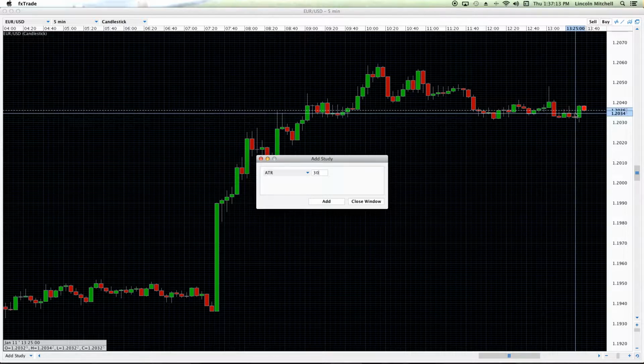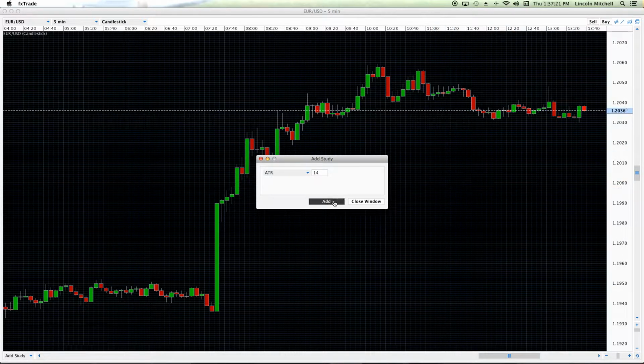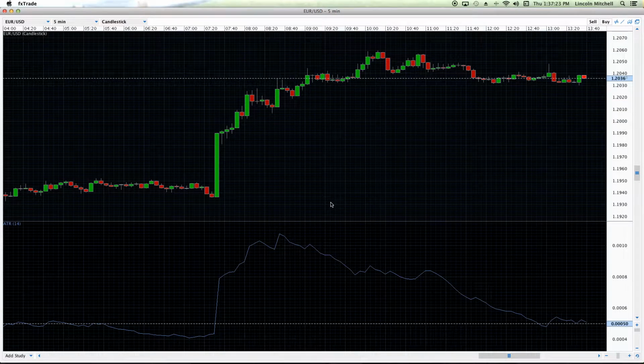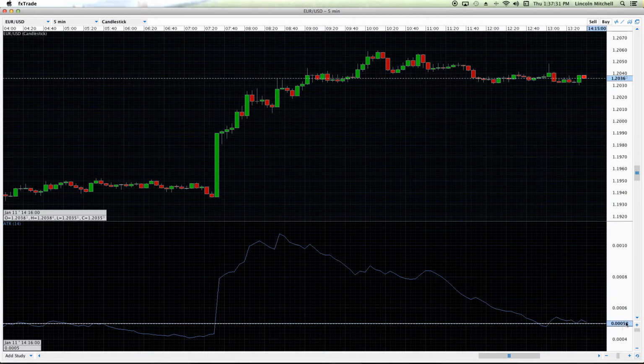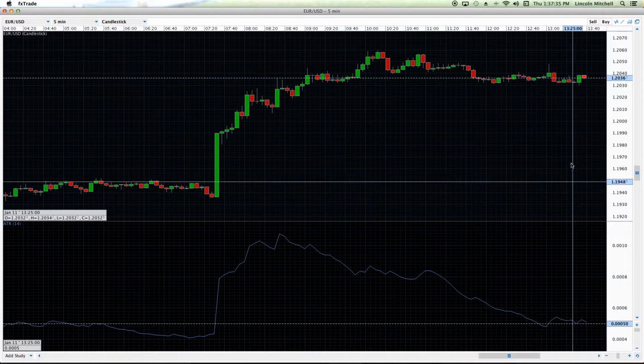Y'all have that. Now, how does this impose on your trading? This is very, very important. We're going to add it. Bam. So we got this one. So right now we're on the Euro Yen. And basically it's telling us in the last 14 candles, your average true range is 5 pips. So how does that work?